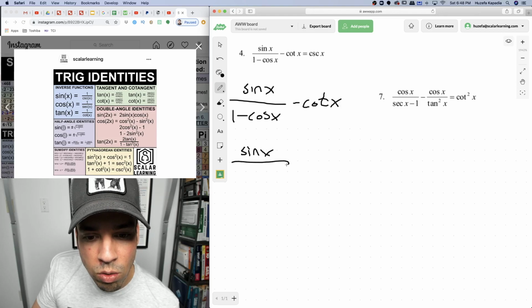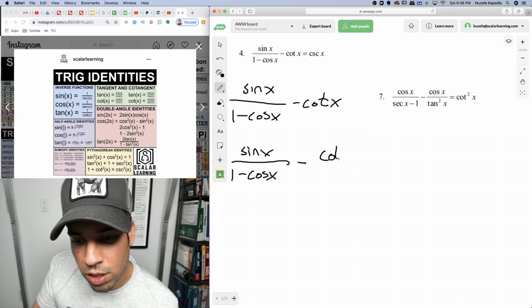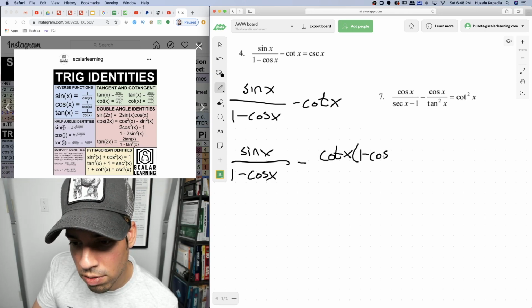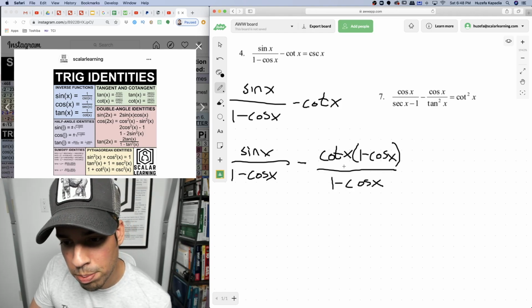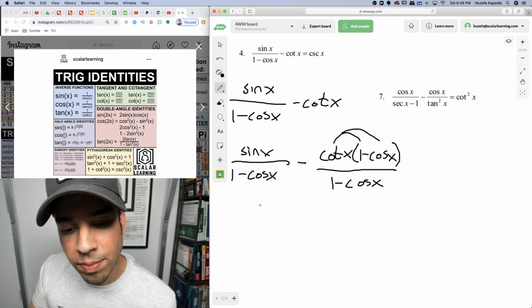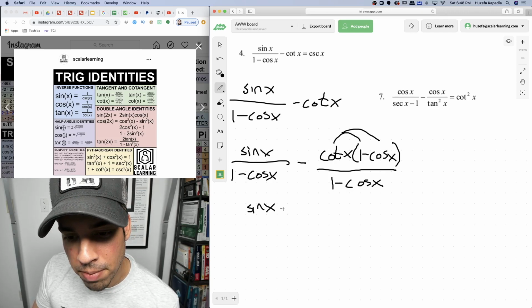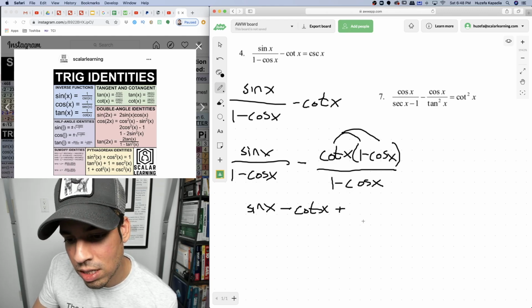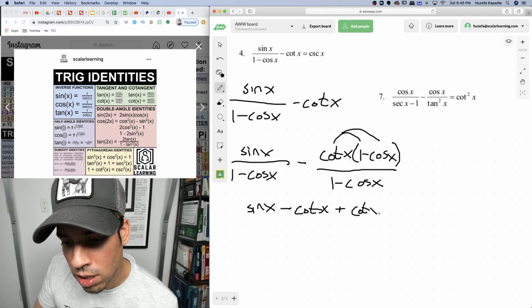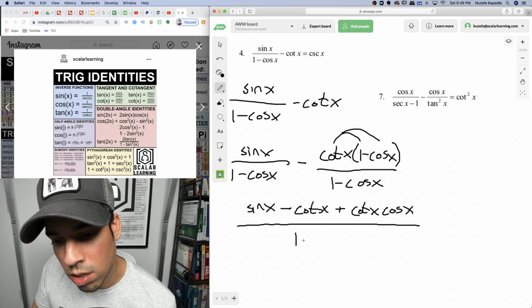So I have sine of x over 1 minus cosine of x minus cotangent of x times 1 minus cosine of x over 1 minus cosine of x. Now it's looking a little bit better. Now I can distribute, and these are all going to merge, right? So now I have sine of x minus cotangent of x, because that just multiplies with 1, and then plus, don't forget the minus sticks to that and distributes with it, so the 2 negatives cancel out, plus cotangent x times cosine x over this whole thing, 1 minus cosine of x.